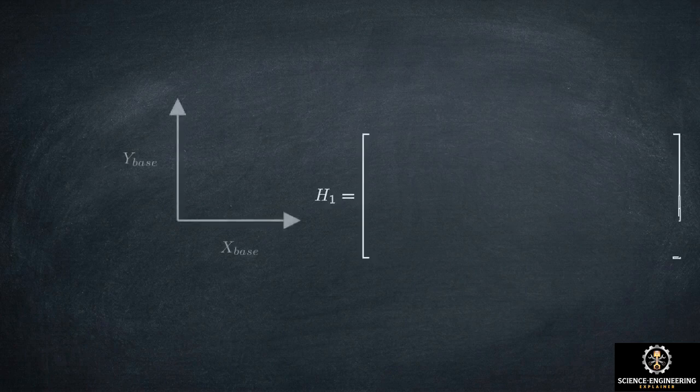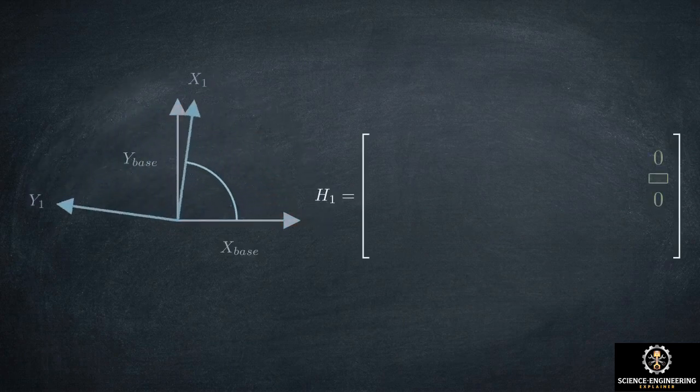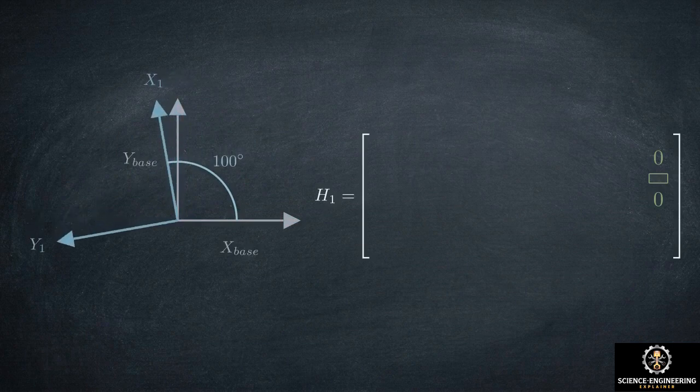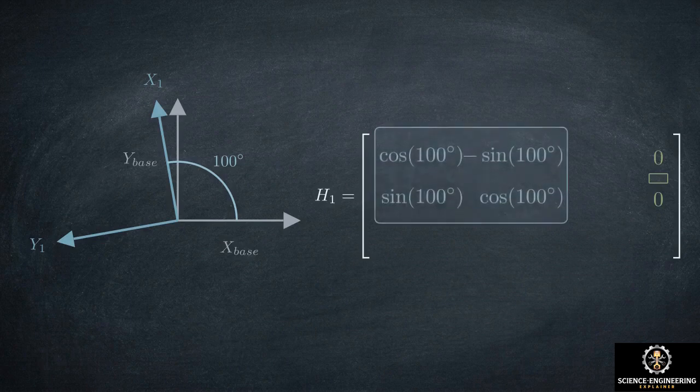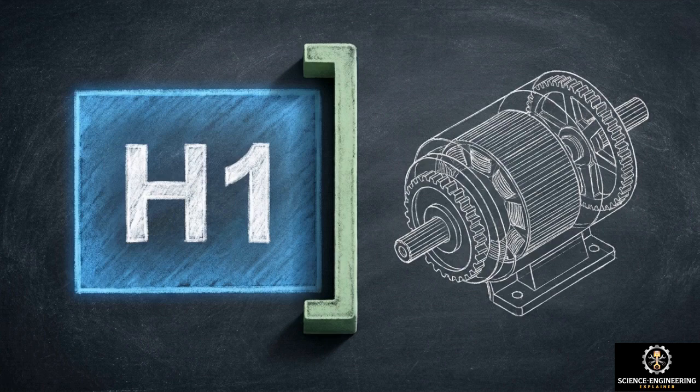Let's build matrix H1, mapping the fixed global base to our very first moving frame, M1. The fixed base and M1 origins share the exact same physical location. With 0 gap, the displacement vector populates with 0 in x and y. The motor pivots M1 100 degrees, dropping that value directly into our rotation submatrix. Matrix H1 is complete. It encodes the exact action of the first motor, serving as a purely rotational launchpad with no linear translation.